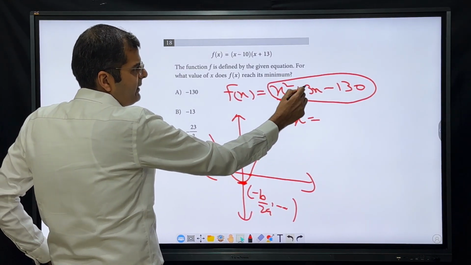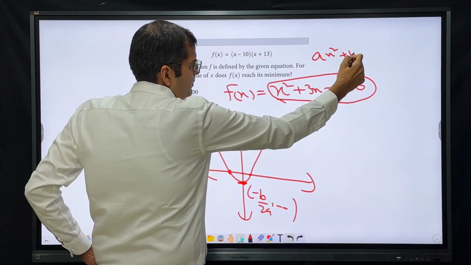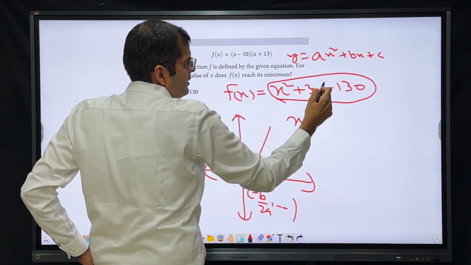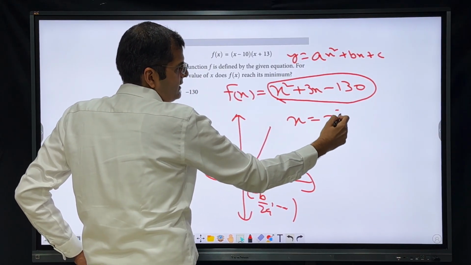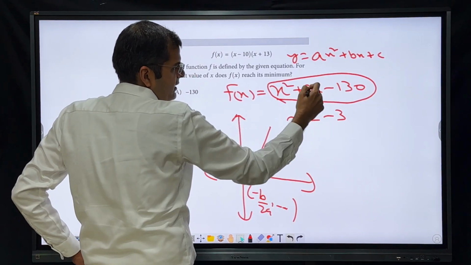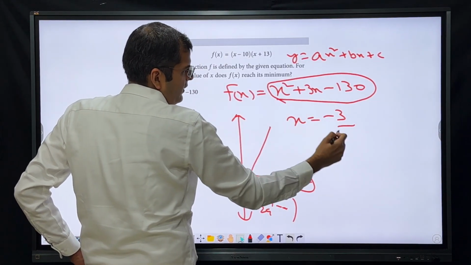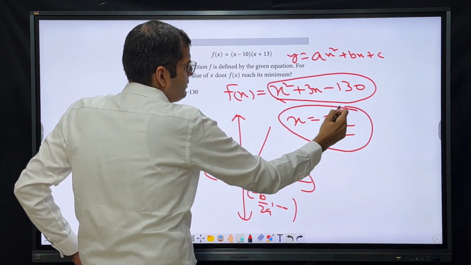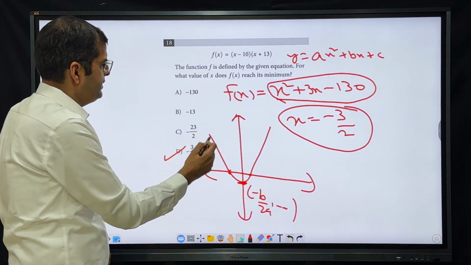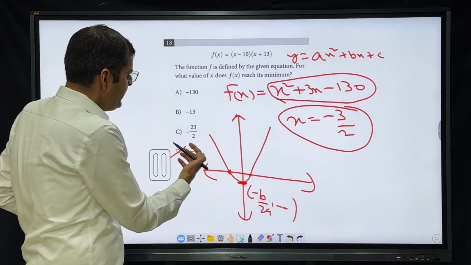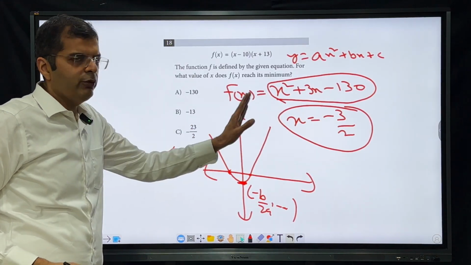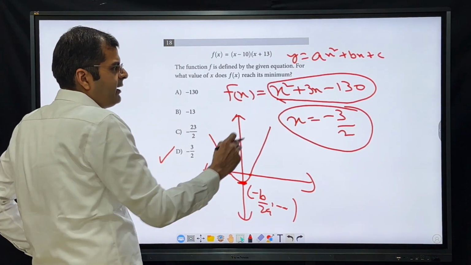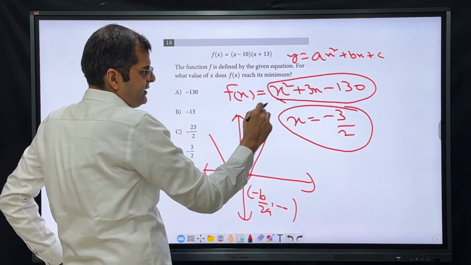So x is minus b by 2a. Comparing the equation ax square plus bx plus c, here x will be what then? Minus 3, b is 3, minus 3 upon 2 a. A is 1, minus 3 by 2. So x equal to minus 3 by 2 is the answer. Answer option D. Okay, if I do not know about the parabola, still I am able to solve it by completing the square. So this is another method I am telling.